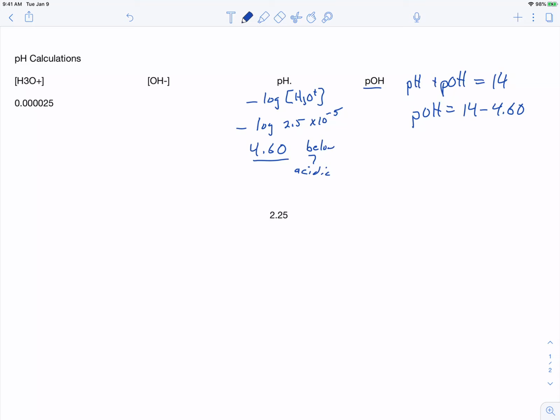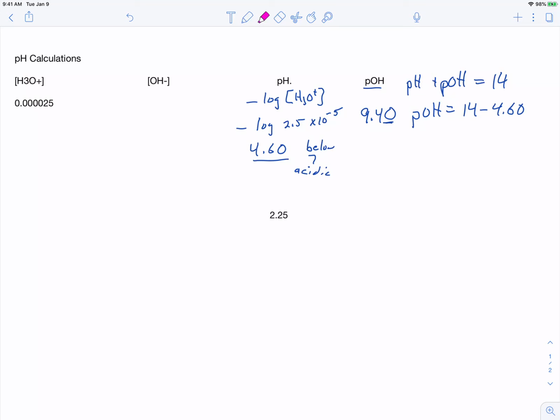Okay, so your calculator then says 9.4. The problem is that's not the right number of significant digits. We need one more. So we're going to add a 0. Again, we want the same number of digits after the decimal point.